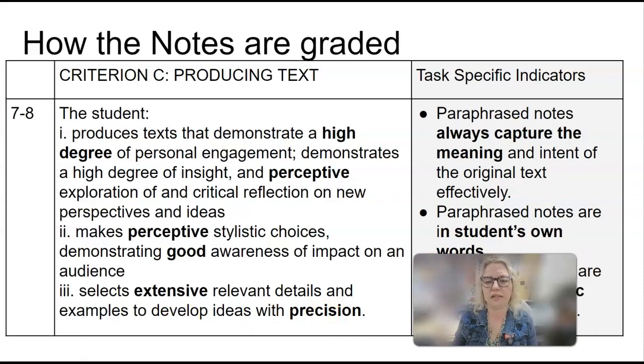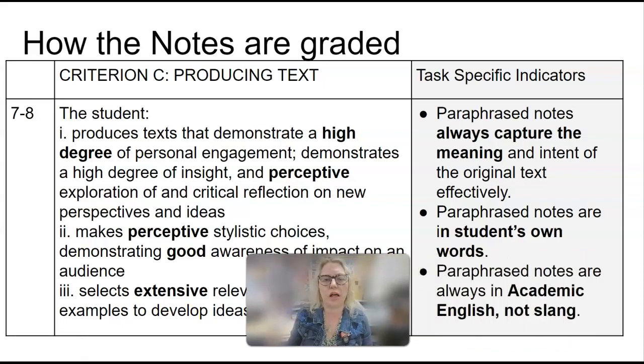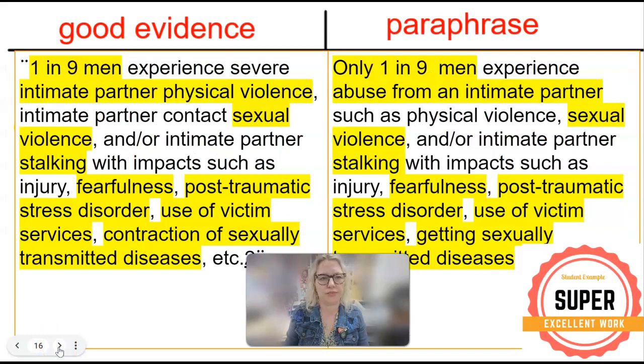All right, so I told you in the last video that your notes were going to be graded on both criterion A and C. This part is really, the paraphrasing is really the criterion C. So here's what we're going to be looking for. The paraphrase notes always capture the meaning and intent of the original text effectively. In other words, it means the same thing exactly as the original note. The paraphrased notes are in the student's own words, and they're in academic English, not slang. So you didn't just copy and paste, but you also didn't use slang. Kind of a fine line in between the two.